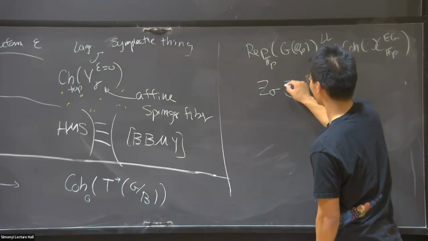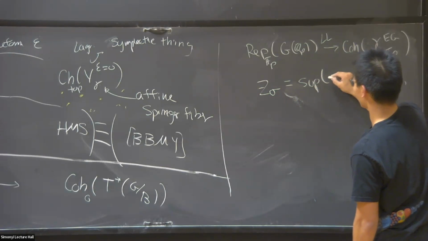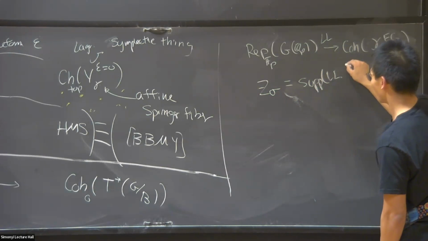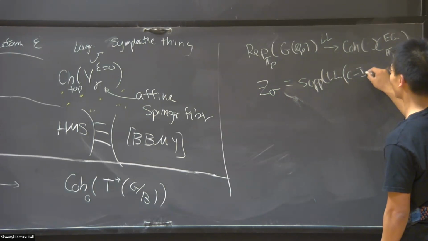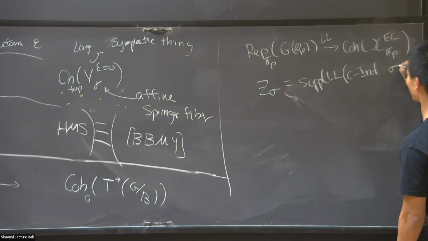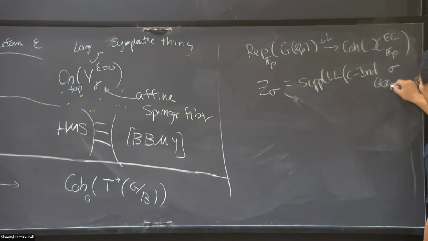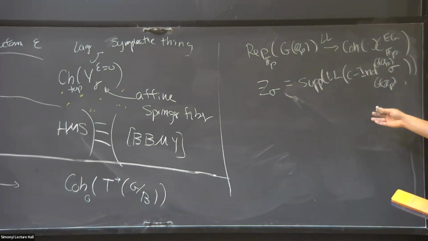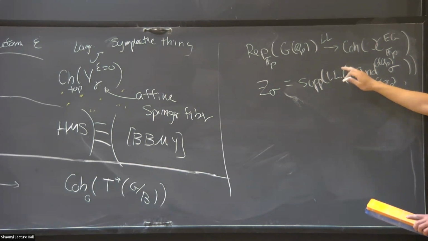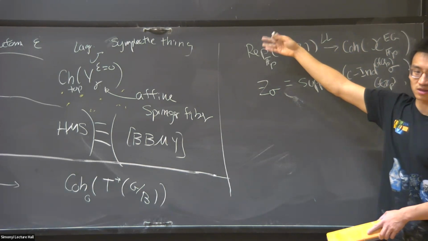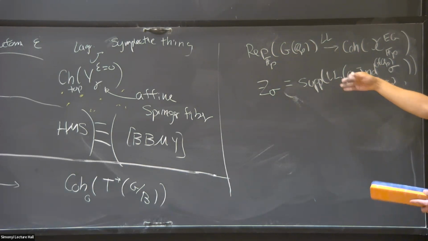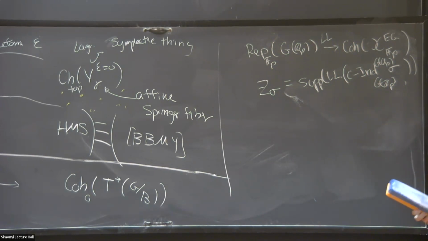Z_sigma should be the support of the local lengths of the compact induction of sigma from G(Z_p) to G(Q_p). Although, even if you had this functor, you would have to prove something, of course, about where it sends the types for it to actually work out with the Breuil-Mezard conjecture.